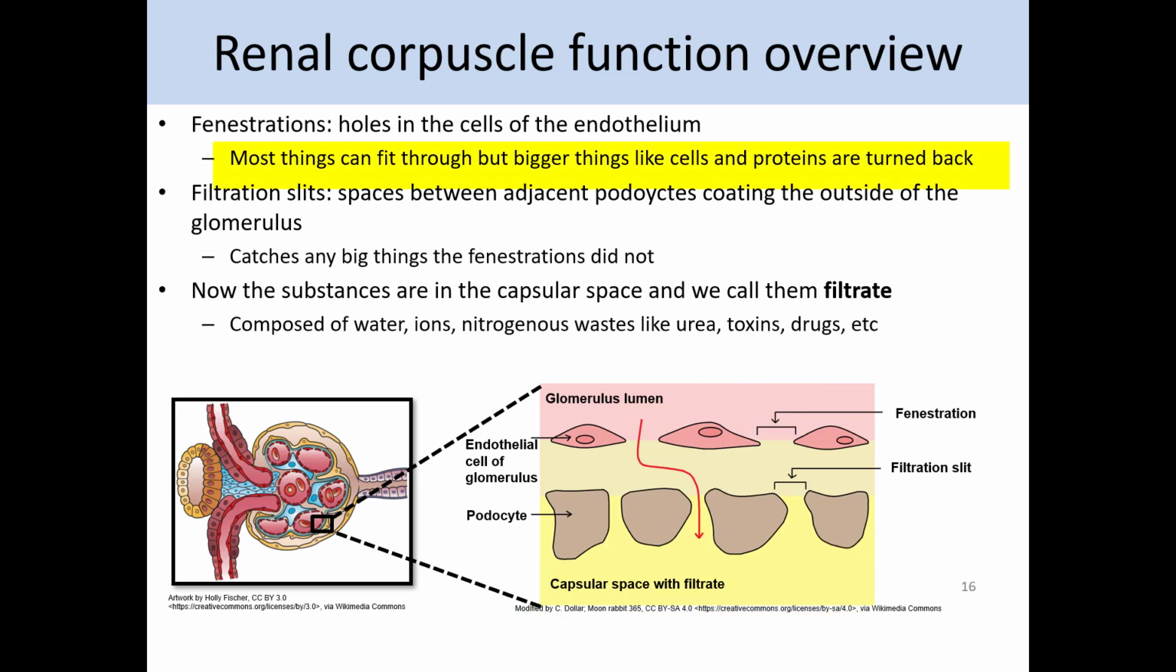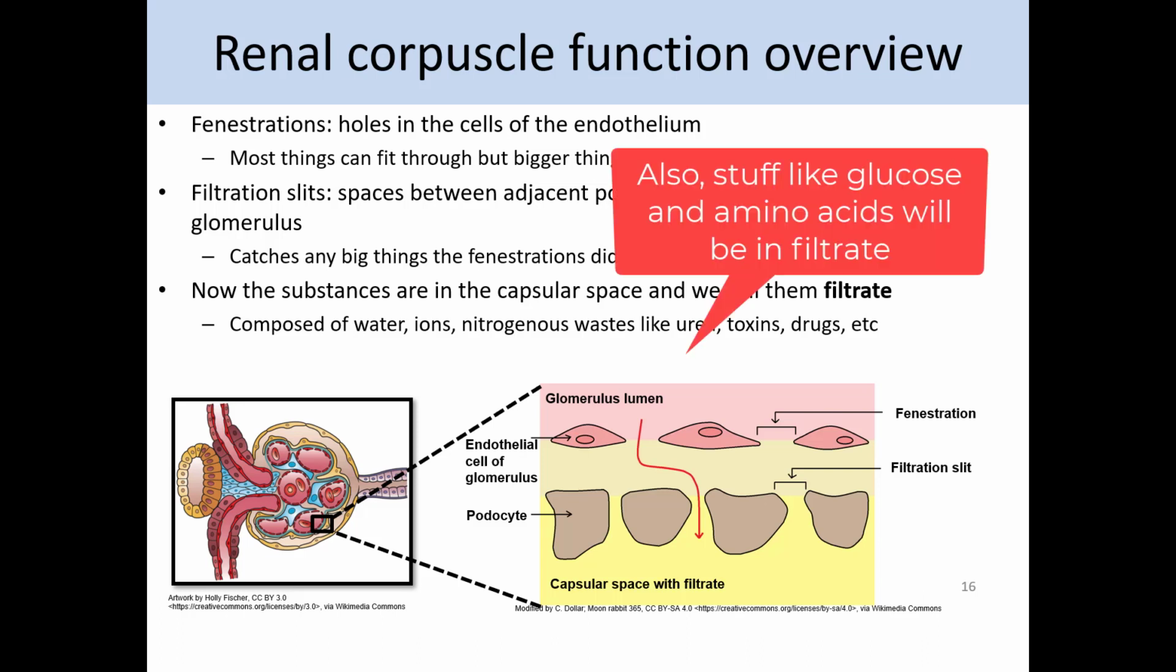So we've said that things like cells and proteins are too big to get through. So what sorts of substances will get through and will be found in the filtrate? Well, there'll be a lot of water. There will also be a lot of metabolic wastes that are produced when we use things like proteins for energy, like urea and ammonia and uric acid. Creatine is another one. We will also find ions, or electrolytes, if you will, in there, like sodium and potassium. Toxins and drugs also can make it through those fenestrations and filtration slits if they're small enough.